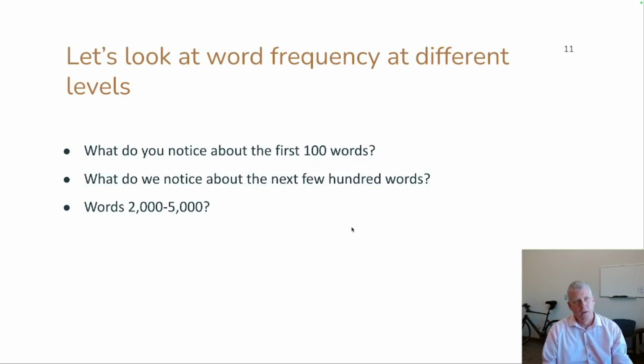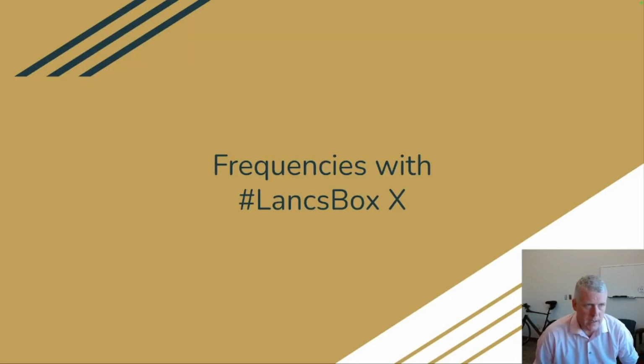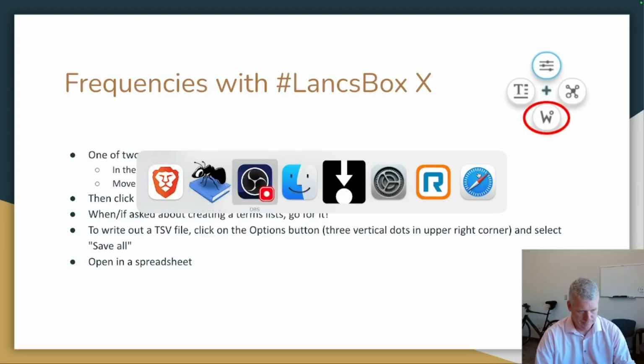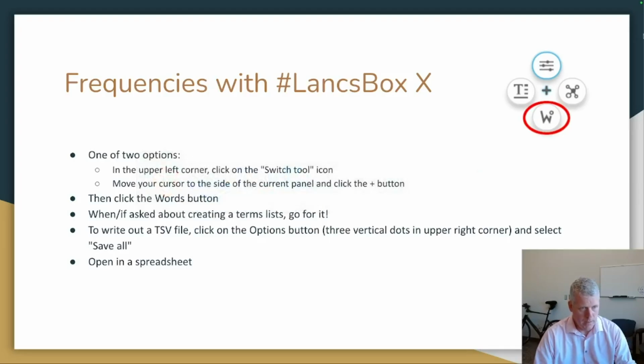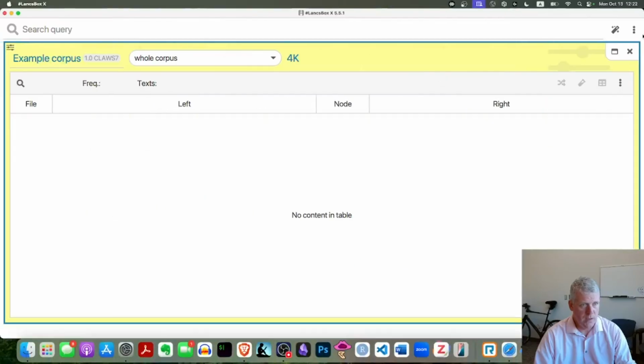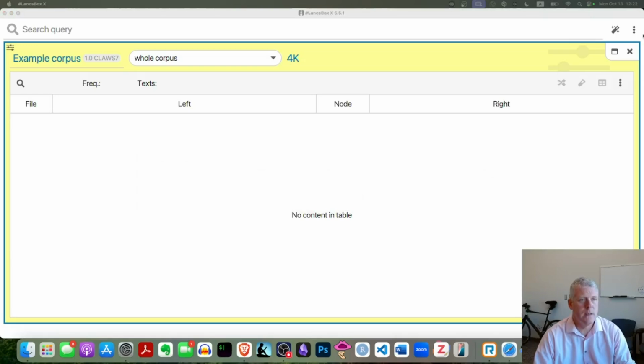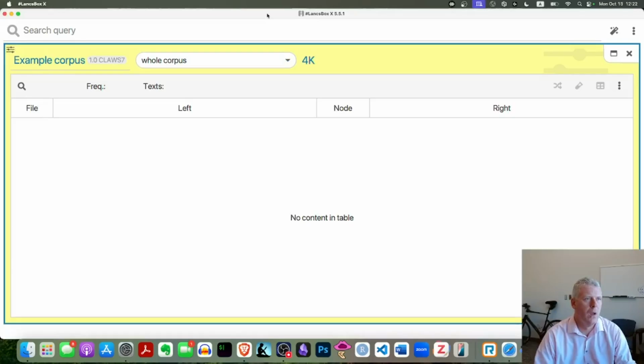All right, welcome back. I want to show you how to do this in LancsBox X. LancsBox X is another corpus linguistics toolkit that is created at Lancaster University. Let's look at how to get frequencies there. There are a couple options, and let's actually just open it up first. When you have it opened up, it should look like this. Let me double check and see what you're seeing. Yes, this is what you should see.